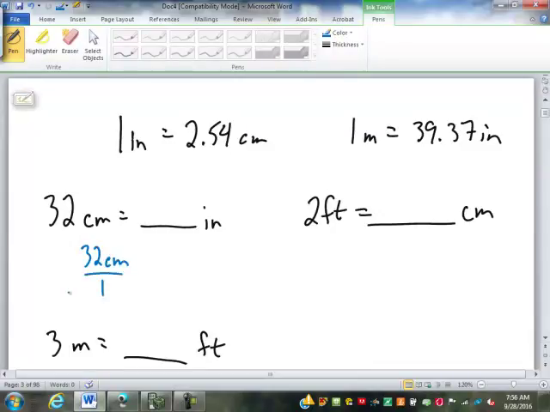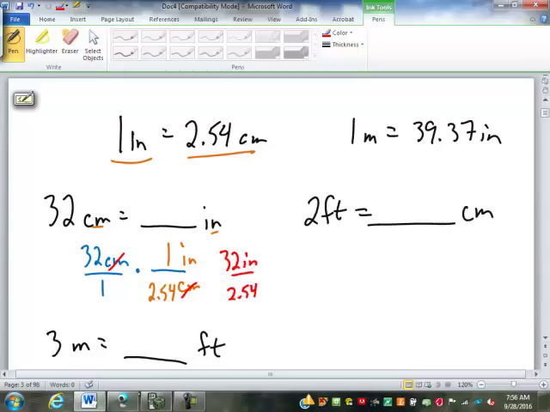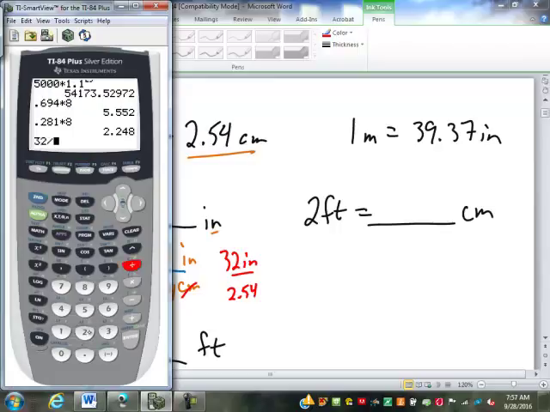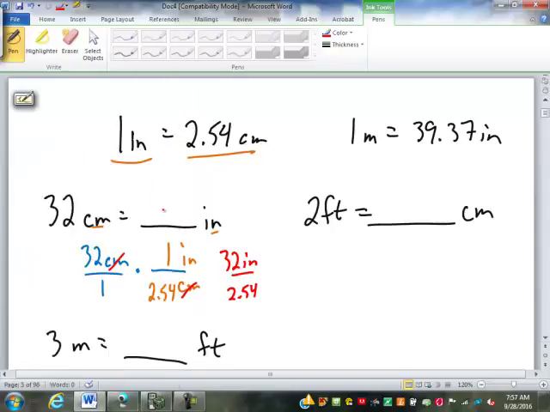So for the first one, we've got 32 centimeters over 1. What's going to go on bottom over here? What units? Centimeters. What's going to go on top? Inches. So they're going from centimeters to inches. So what number goes on top? 1 goes with inches, right? 2.54 goes with centimeters. So the centimeters cross cancel. This is 32 inches over 2.54. So it's 32 divided by 2.54. 12.5 works for me. 12.6. I'd say 12.60, yeah.